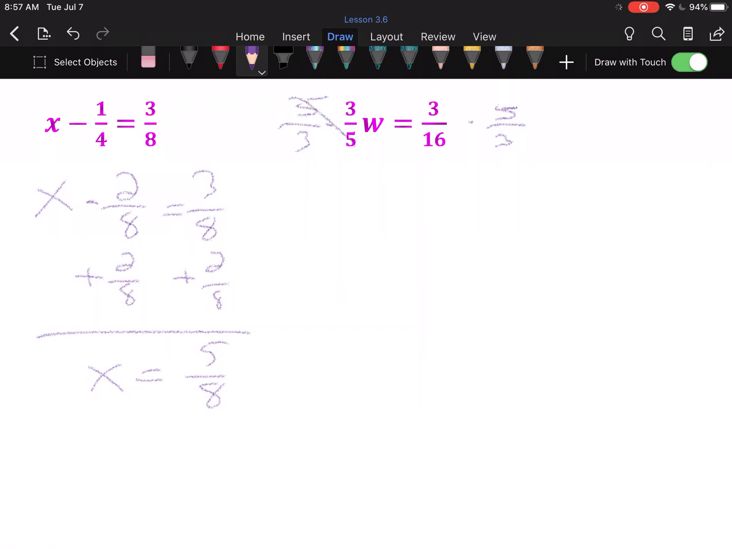On the left side, the 5s and the 3s cancel, leaving W alone, which is what we want. On the right side, the 3s do cancel, leaving me with 5/16.